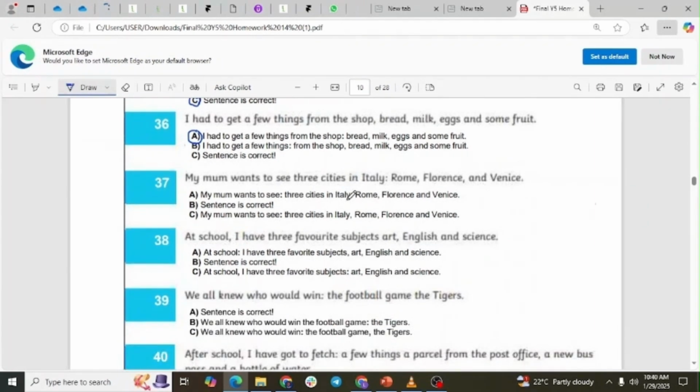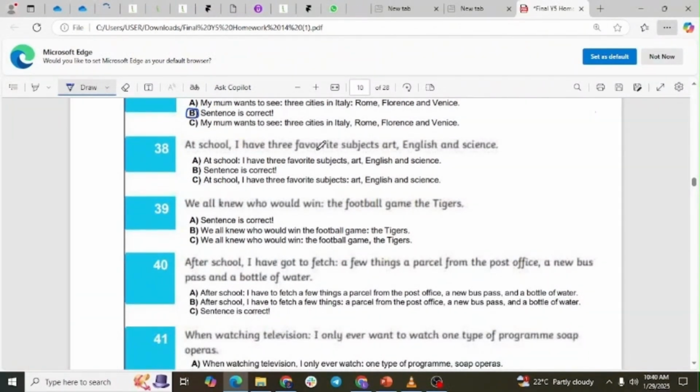Question 37. My mom wants to see 3 cities in Italy: Rome, Florence, and Venice. Is this sentence correct? Yes. The answer is B. This sentence is already correct because the colon is introducing the cities. No changes needed. Question 38. At school, I have 3 favorite subjects: art, English, and science. Something feels off. The correct answer is C. It should be: At school, I have 3 favorite subjects: art, English, and science.